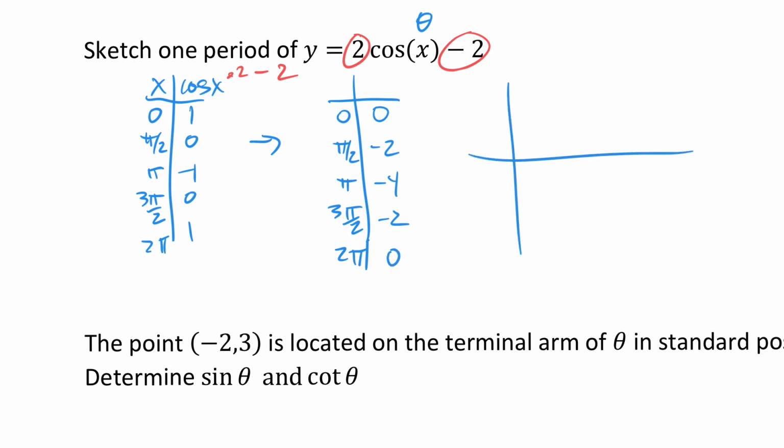So you go ahead and draw a little xy axis. You plot your points here, here, here, here, and here. Making sure to label everything as pi over 2, pi, 3 pi over 2, 2 pi, negative 2, negative 4. And then you connect your dots with that nice, beautiful cos graph. And you can put some arrows on the end of both.